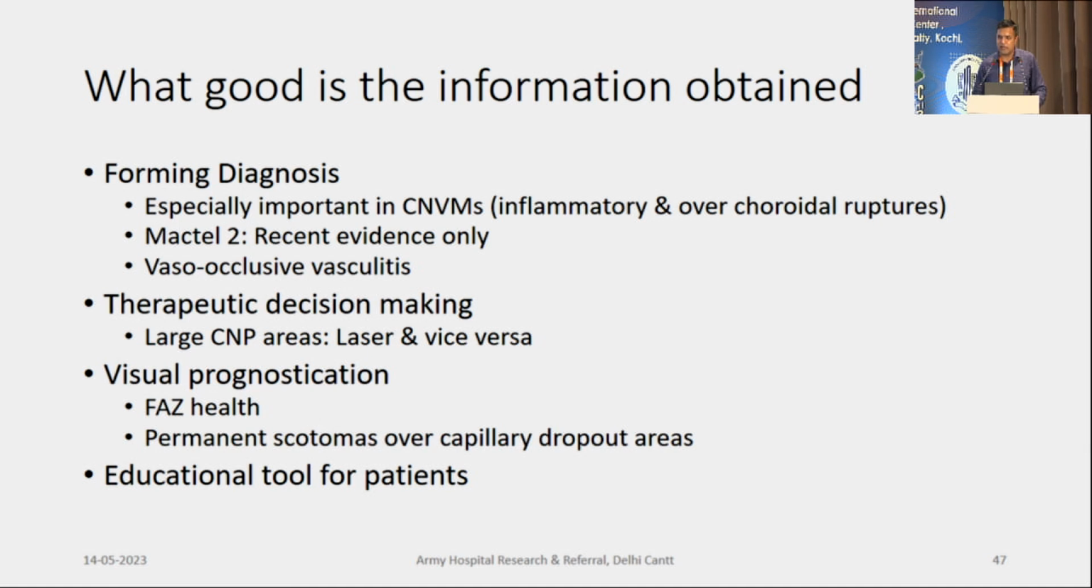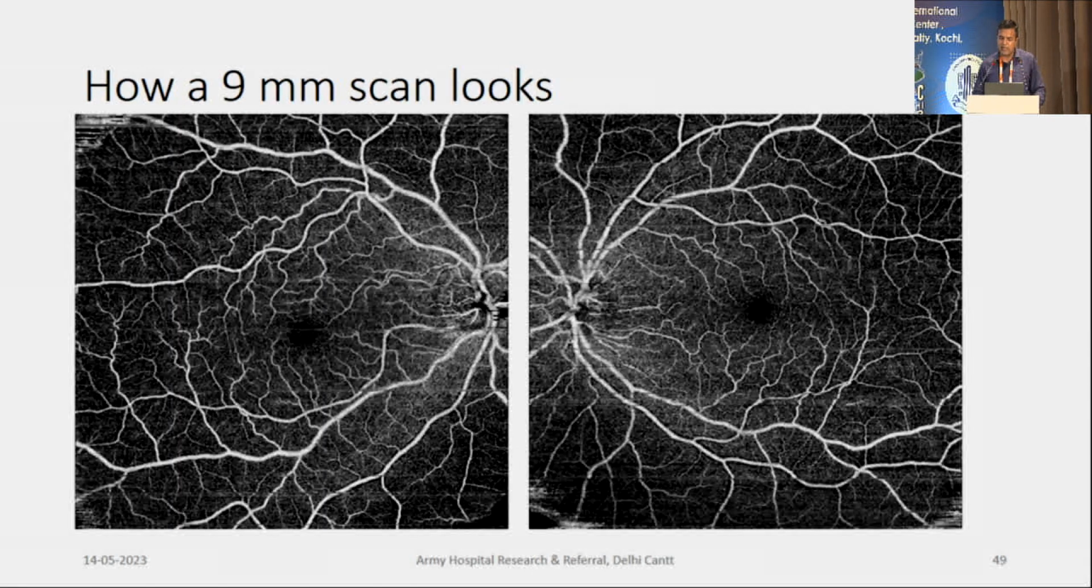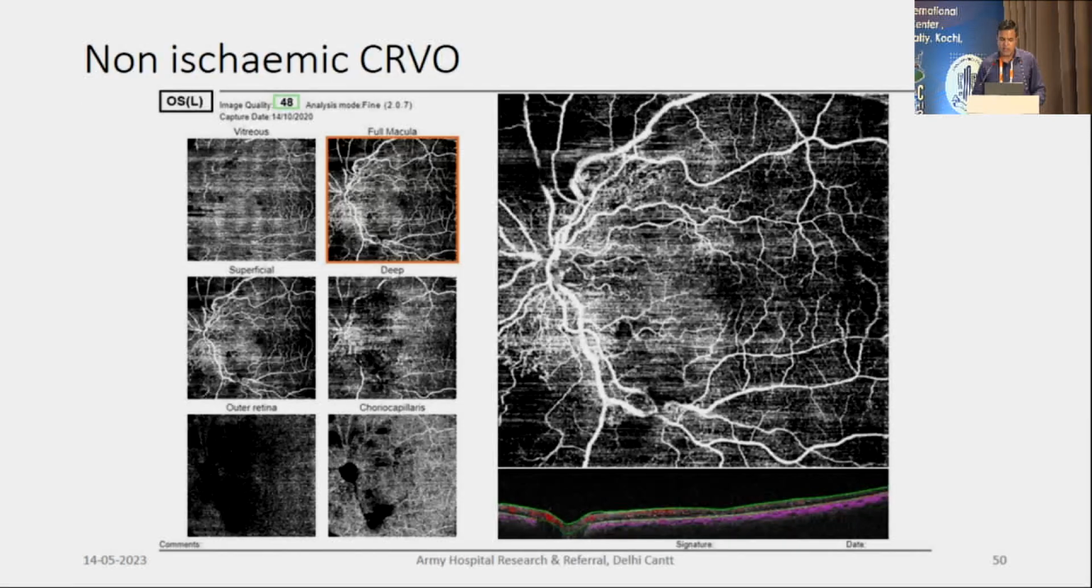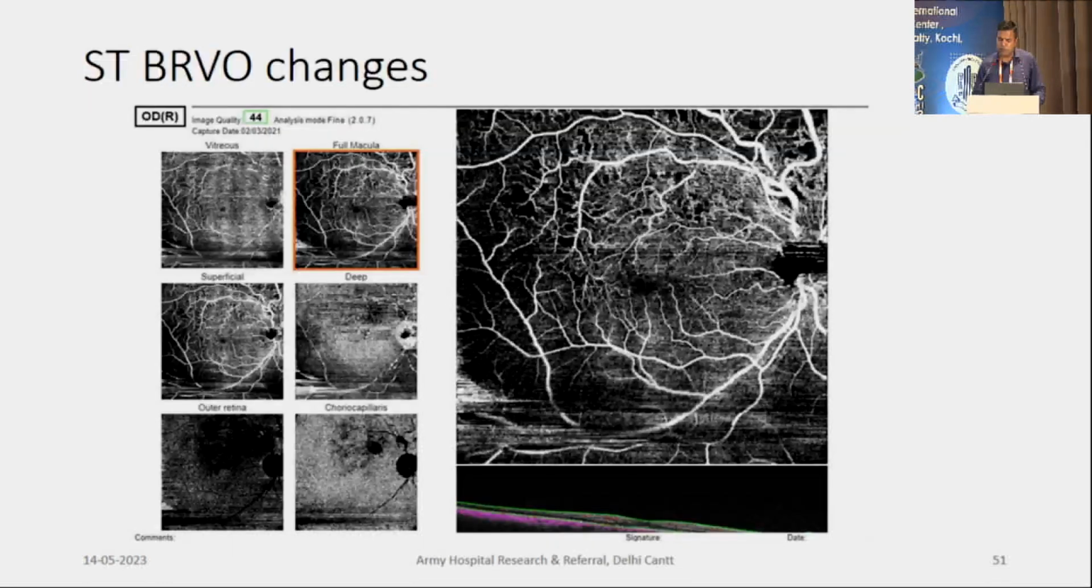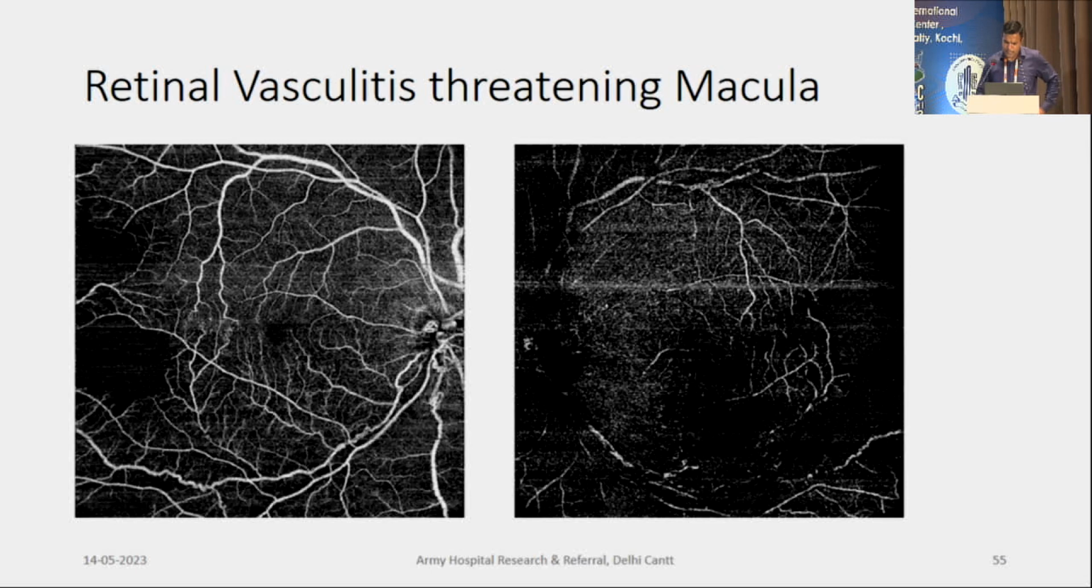And most importantly, it is an amazing educational tool for patients, where you can actually motivate them to go for therapy. This is how a 3 mm scan looks, and this is how a 9 mm scan looks. And you can see non-ischemic CRVO patient here, STBRVO patient here, and this is my favorite, a retinal vasculitis patient where the macula is getting threatened. And these are the patients where we are actually able to make a difference to the patient's life.